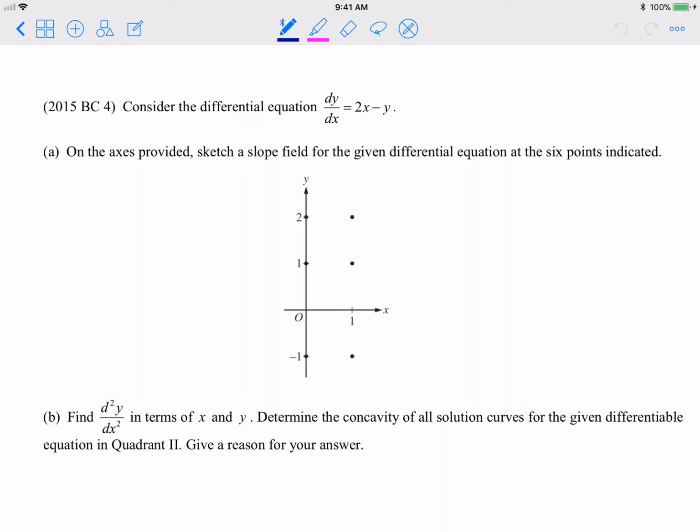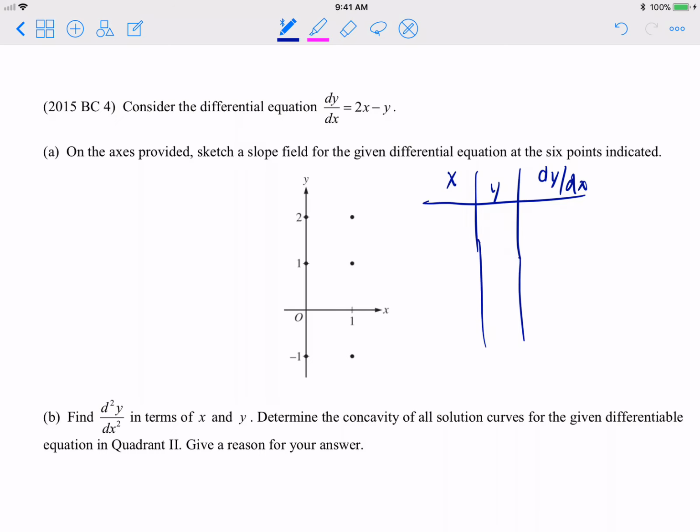It says on the axes provided, sketch a slope field for the given differential equation at the 6 points indicated. So this is what we did in the last lecture. Here's what I'm going to do. I'm going to make a table here, x, y, and dy/dx, and I'm just going to find out what the slope is at all of the points that I need to find the slope at.